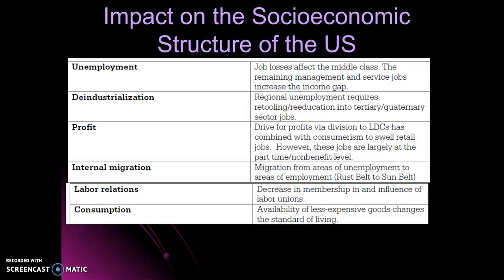Next, you tend to see more internal migration as people have to move from areas that were deindustrialized, where they've lost those manufacturing jobs. They have to move to places where there are more jobs. So you've seen this internal migration in the United States from the Rust Belt.